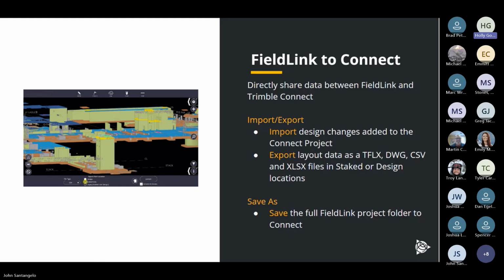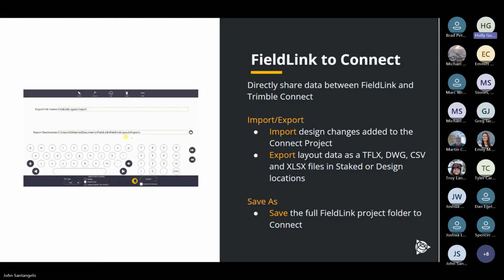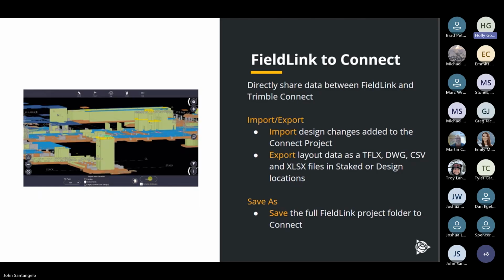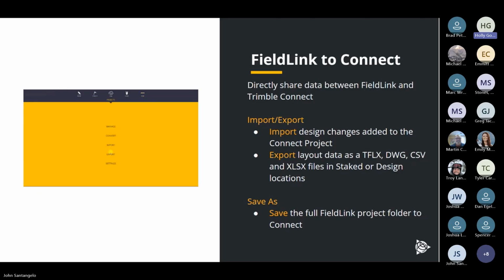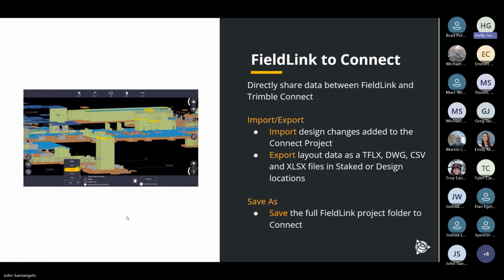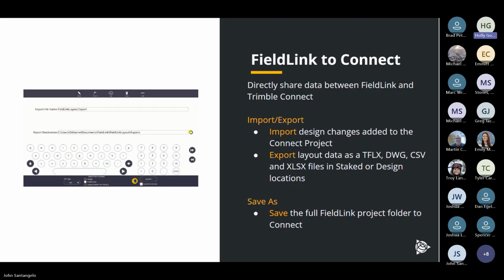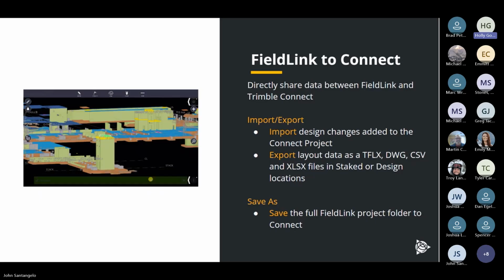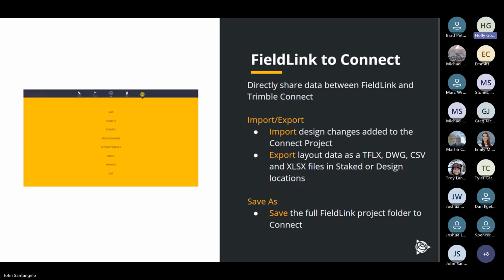And then also exporting. You can export directly to your FieldLink project as well. You can export your layout data in the form of a TFLX, DWG, CSV, or XLS file, and you can look at the staked or design location. So you have both of that information documented. On top of just your layout data, you can export any reports that you've done. If you're doing any scanning or a daily layout report, you can export that directly to that Trimble Connect project as well.